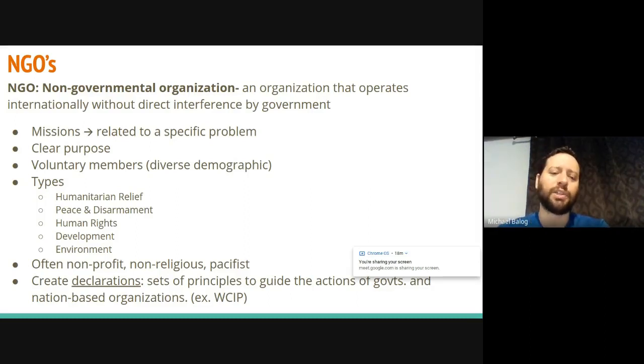And they're usually pacifist, so they are trying not to create conflict, but defuse conflict and promote peace. Usually they will create declarations. So these are a set of principles on which governments should be basing their action. Or basically it's a list of, here's what we believe we should do.